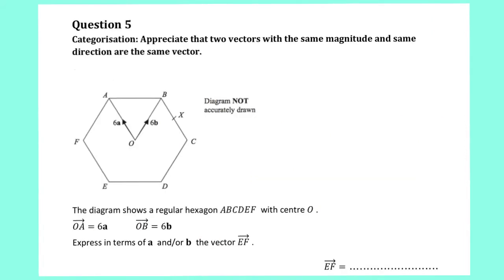In this question, we are dealing with a regular hexagon ABCDEF with center O. We know that OA is equal to 6a. We know that the vector OB is equal to 6b. Because this is a regular hexagon, we also know that the side EF is parallel to OA. So, in terms of a and b, the vector EF is equal to 6a.